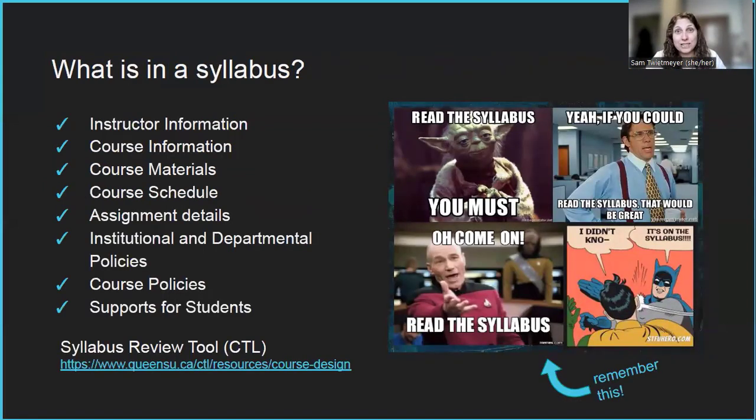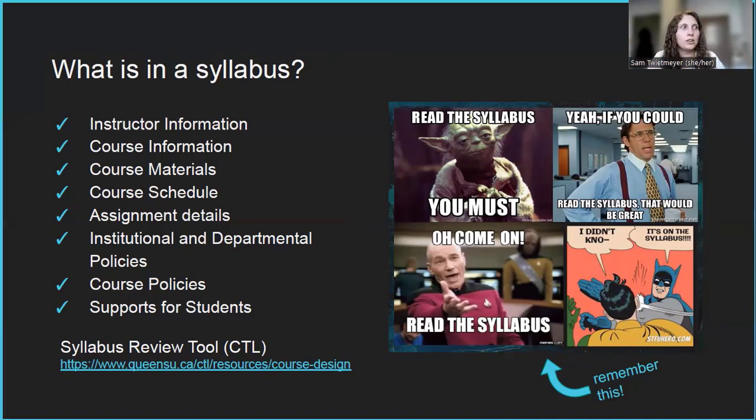So we can understand what is in a syllabus to largely include this checklist I have presented on this slide: instructor information, course materials, course schedule, assignment details, institutional and departmental policies, course policies, and any supports for students that need to be provided. Quite a lot of these are actually pre-included. Your department will often give you an institutional framework of what the syllabus needs to contain. Queen's has a few of these policies that are preset and you don't really have a choice, and they're pre-drafted for you as well. And then your departments might also have some pieces that need to go in the syllabus.